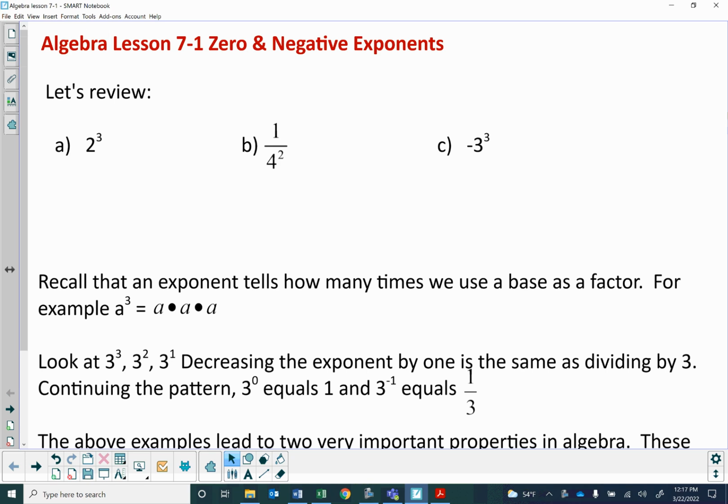This is Algebra Lesson 7-1, 0 and negative exponents. Now let's review a couple of things before we talk about what 0 and negative exponents are.